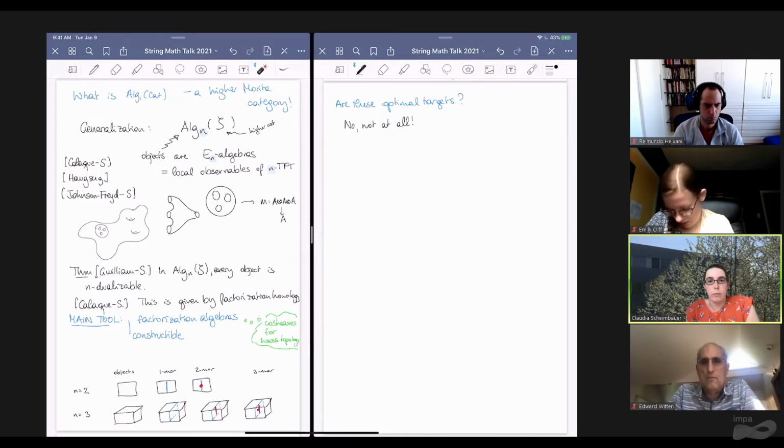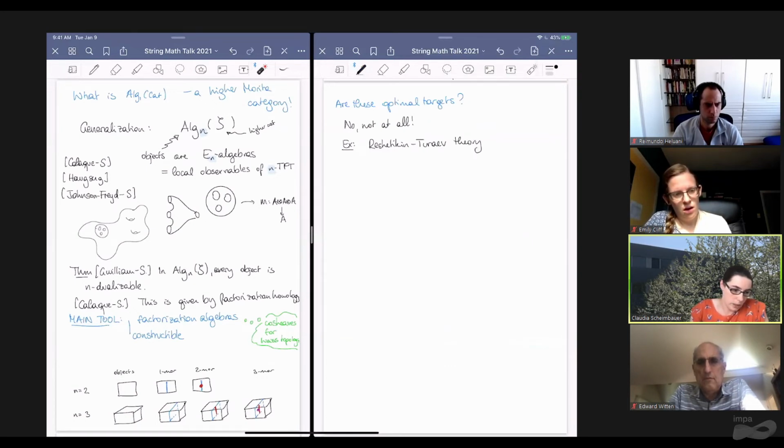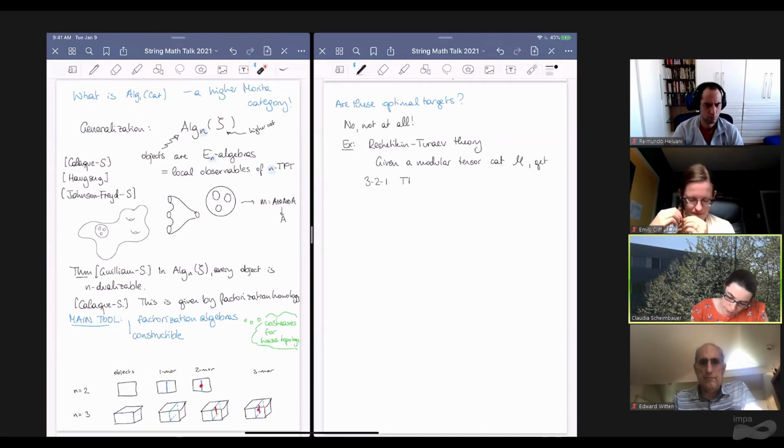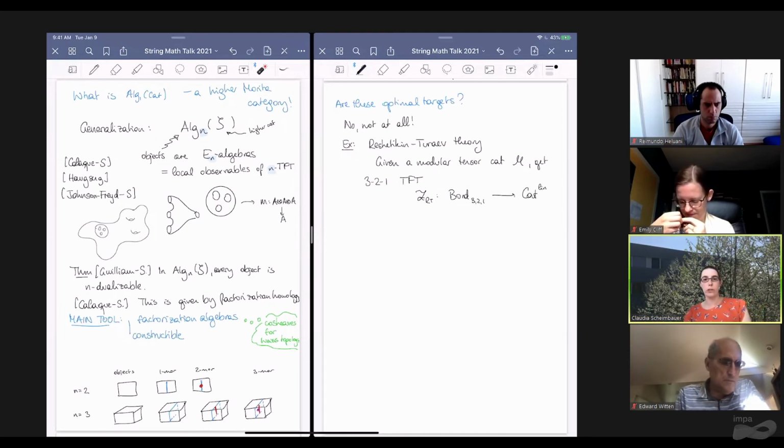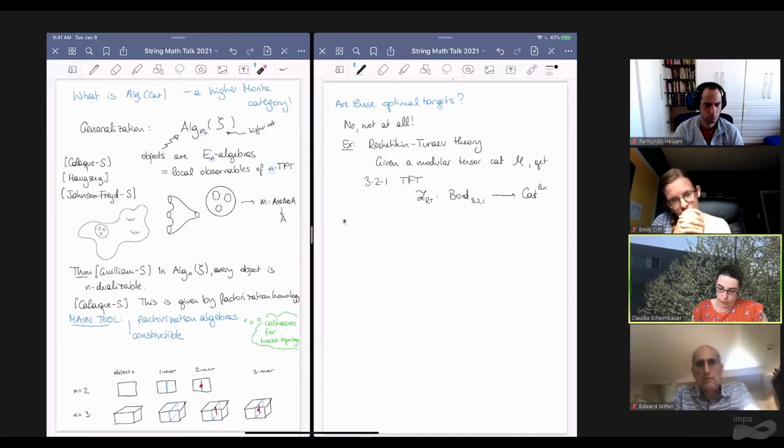So we have a nice family of targets which work in certain special cases, like in the Turaev-Viro situation. But for instance, in the Reshetikhin-Turaev theory, this is not a good target. This does not work. So what's Reshetikhin-Turaev? We start with a modular tensor category. And we get a 3-2-1 TFT. And this is valued in some linear categories. That's also a nice target that I didn't mention before. So this is known.